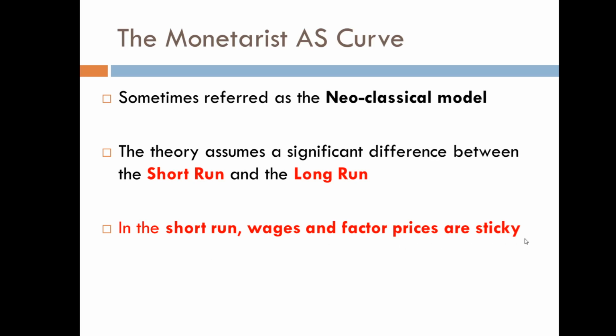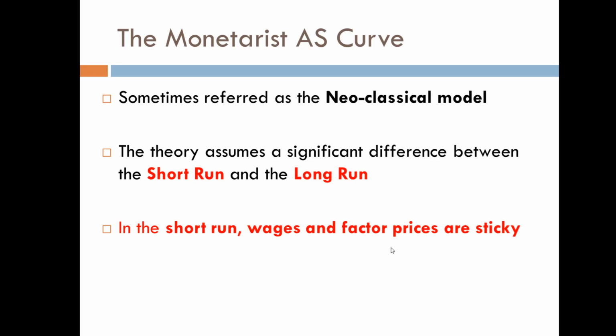So what that means is, in a very short period of time, the wages and other factor prices are so difficult to change. They're very difficult to change, and that's why they are called sticky prices. So this is our assumption. In a short period of time, they are very unlikely to be altered, when we talk about wages and factor prices. So that's in the short run.